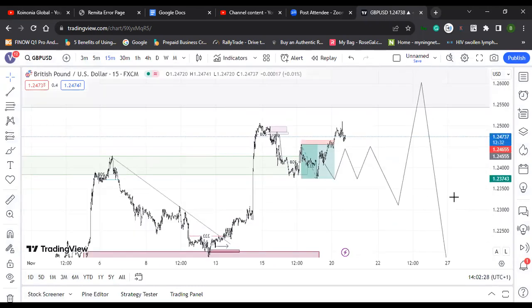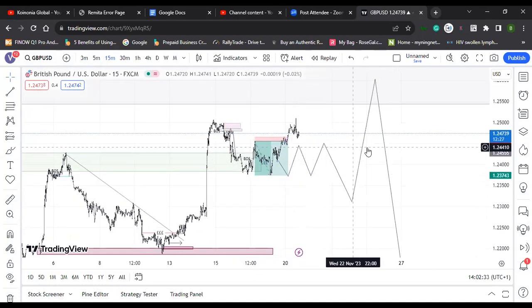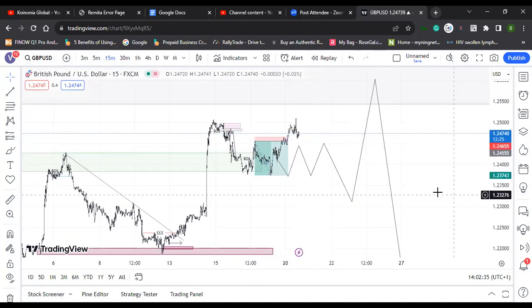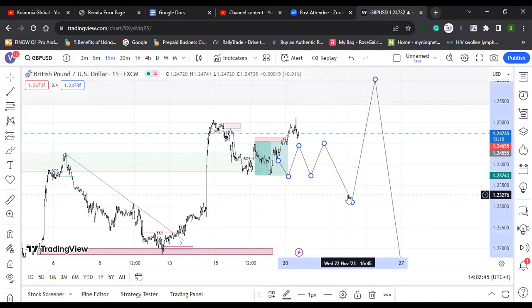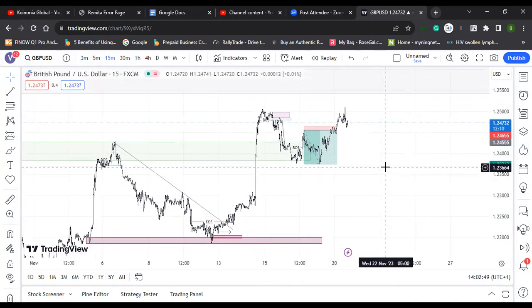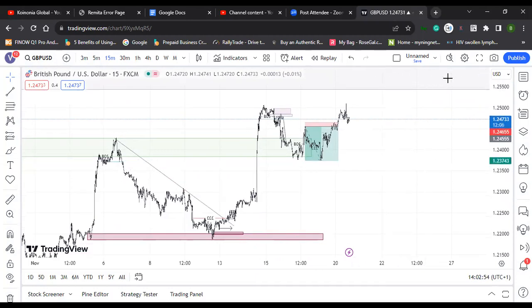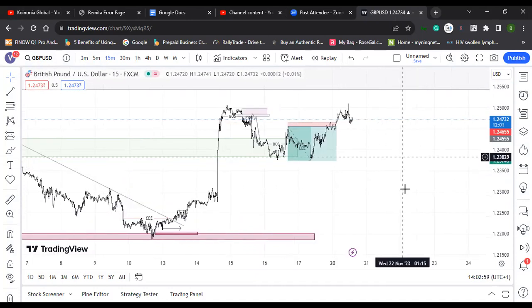Okay, so this was my bias on Monday, my analysis, the analysis I had on Friday, sorry. So I expect price to sell off. I expect GBPUSD to sell, right? So now I've taken out that part of my chart.